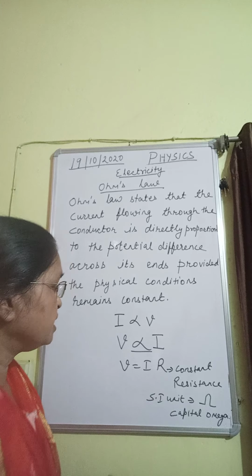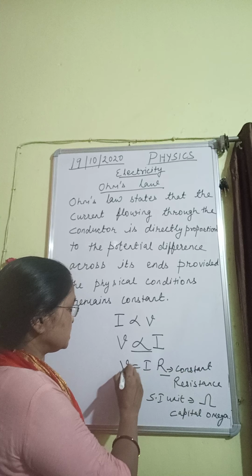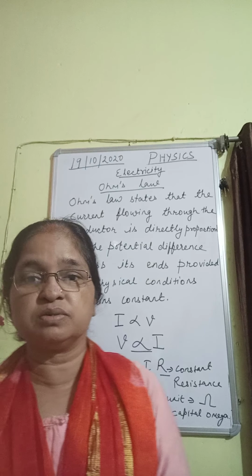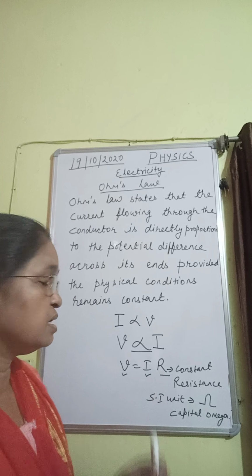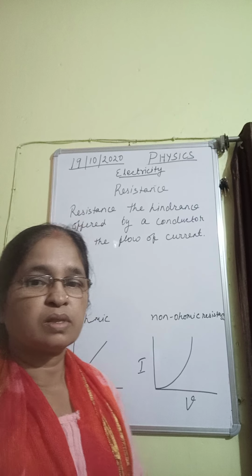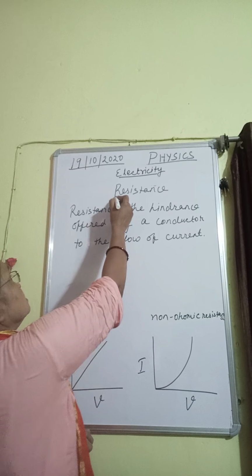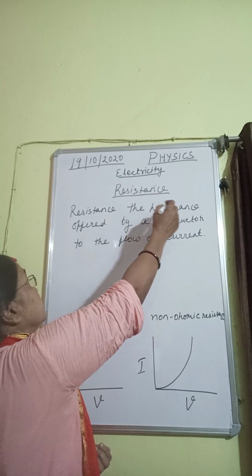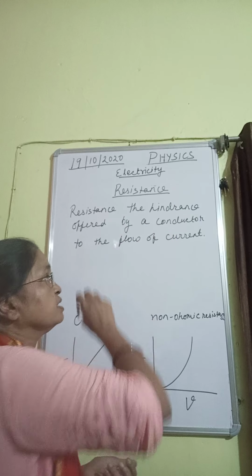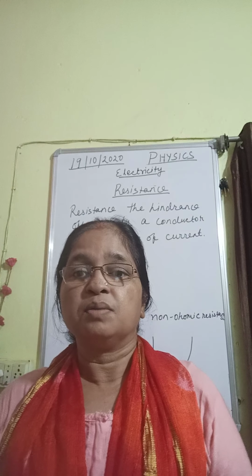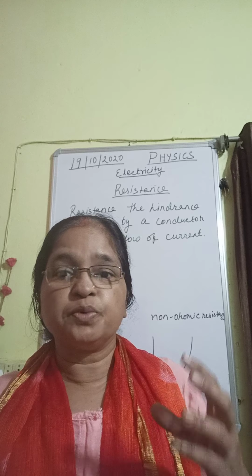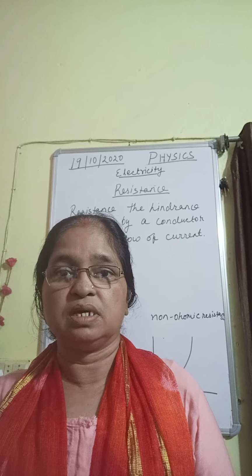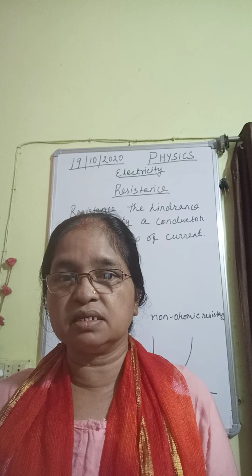So, let's see, students, what is resistance? We have studied V and I, we know about potential difference and we know about current. So let's see what resistance is. Resistance is the hindrance offered by a conductor to the flow of current, meaning opposition to the flow of current. Then who will oppose in the conductor? Who causes the hindrance in the conductor?